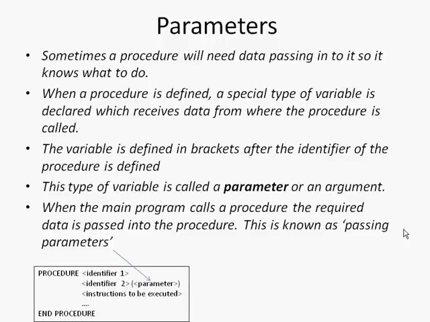So here we've got our main program called identifier 1. It is calling a procedure called identifier 2, but then in brackets afterwards it's going to pass in some data, whatever that may be.